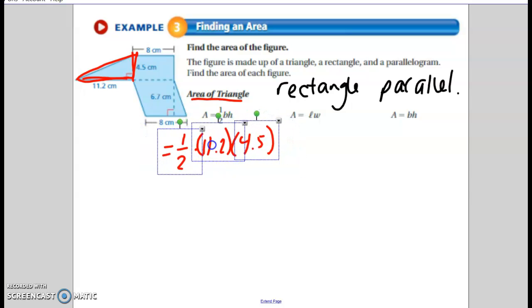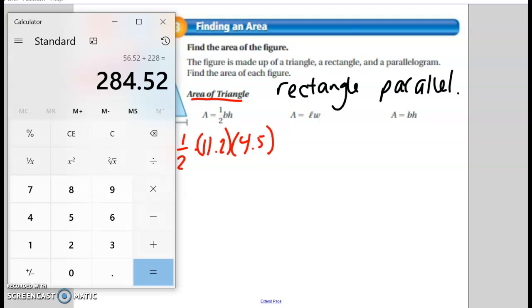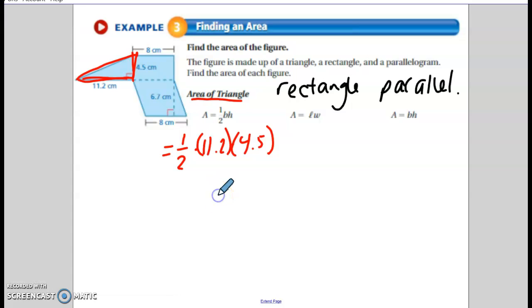Okay, move this guy over a little bit. So we're going to do 1/2 of 11.2 times 4.5. 11.2 times 4.5. And I'm going to do half of that. Divide by 2. 25.2. So the area of this triangle, 25.2 square centimeters.